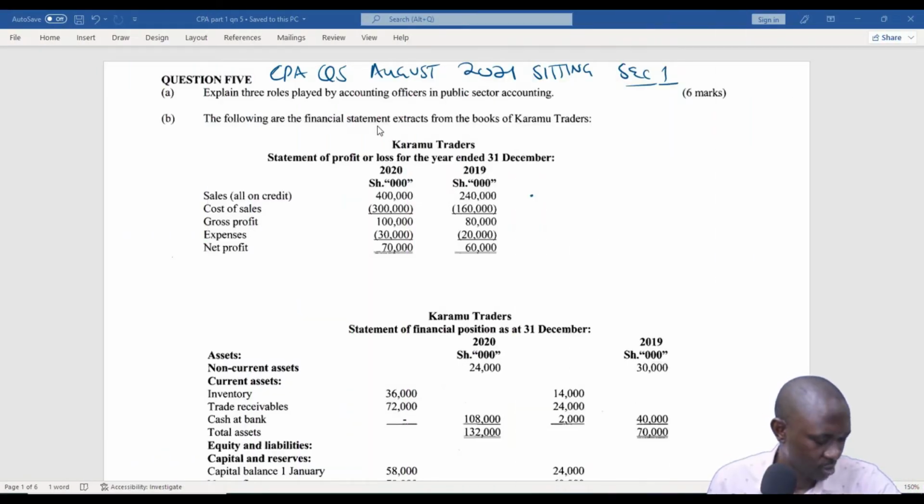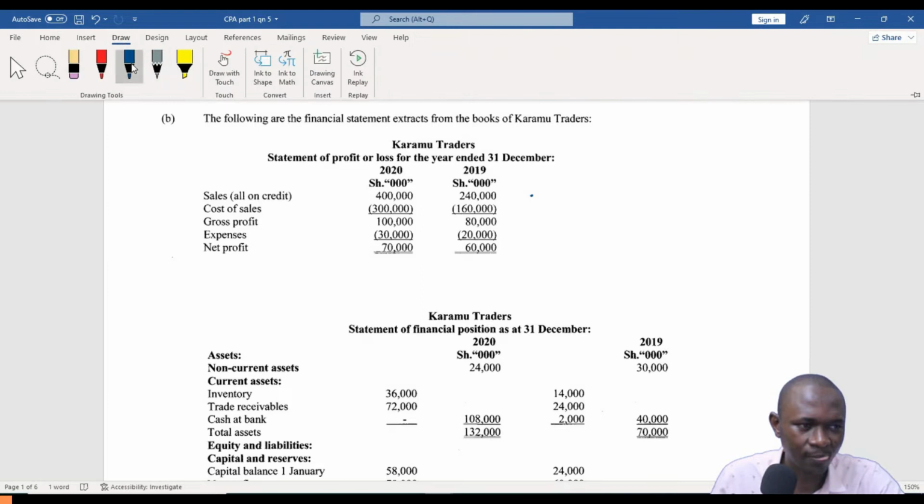Welcome. This is CPA question 5 of the August 2021 sitting, and it is CPA section 1, financial accounting paper, for August 2021.